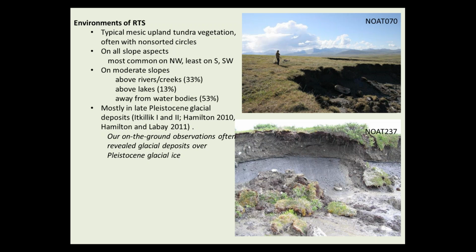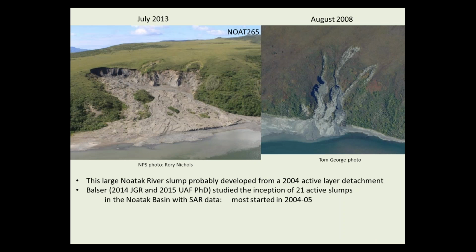And a lot of our retrogressive slumps are actually in those older deposits. And our on-the-ground observations revealed that there was actually glacial ice preserved in a lot of these thaw slump escarpments. And that's what that picture shows. And I'll talk more about that later. But these slumps range in size from basically too small to map to up to 5 hectares or so in my study area. And this is basically our most dramatic thaw slump.